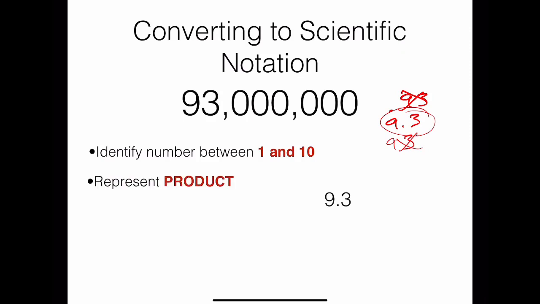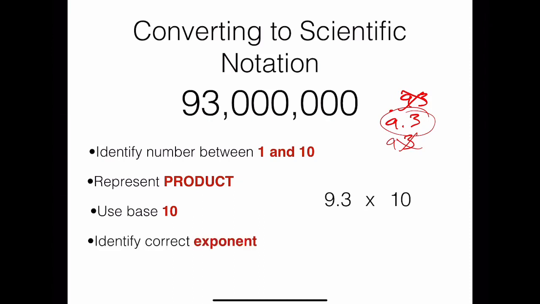We're going to represent a product. And we know that in mathematical terms, a product is another word for the answer to a multiplication problem. So that's the second part of our scientific notation term. The first, a number between 1 and 10. The second means we're representing a product. We're going to use base 10. That means that the number we're multiplying by is 10.